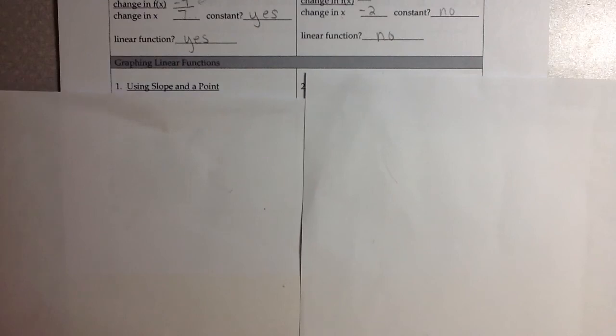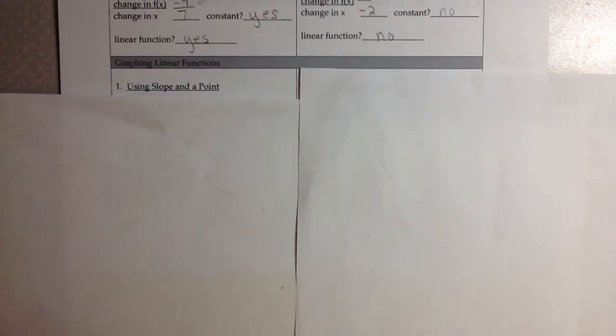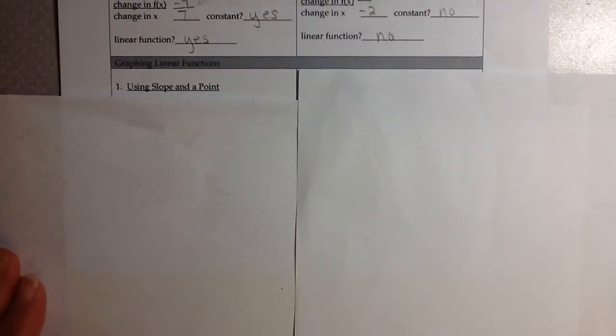All right, let's move on to graphing linear functions. When you graph linear functions, you can graph with several different pieces of information. The first one we're going to do is using a slope and a point. This really should be a lot of review from Algebra 1 and geometry, so we're not going to spend a ton of time on it.